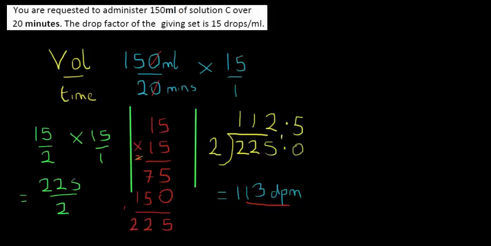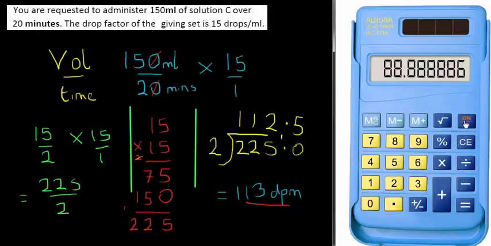And for one last time, let's check with the calculator. Clear the memory. 150 divide by 20 times by 15 divide by 1 equals 112.5, and we have correctly rounded to the nearest whole number.